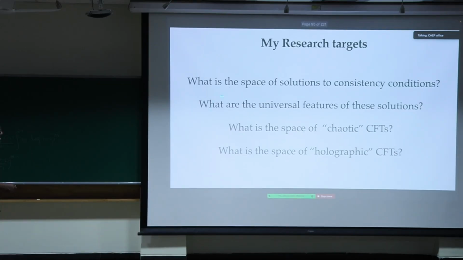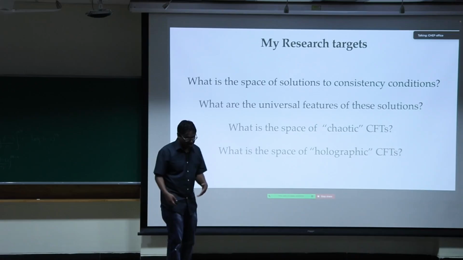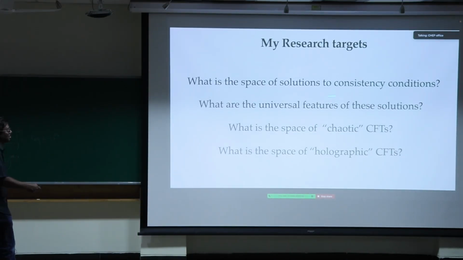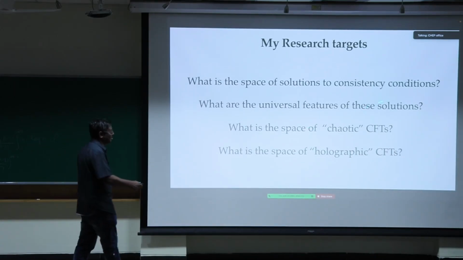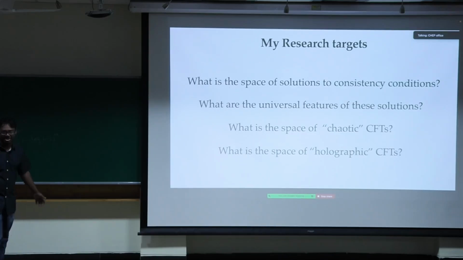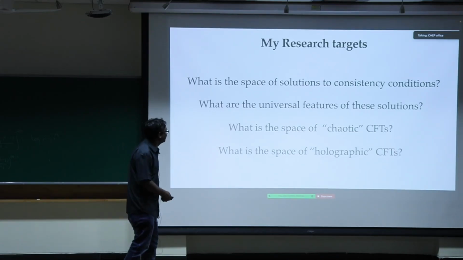So these are my research targets. I have been telling you again and again that there are consistency conditions. So the broad question you want to ask is, what is the space of solutions to the consistency conditions? What are the universal features? What is the space of chaotic CFTs? What is the space of holographic CFTs? By that I mean, what kind of CFTs exhibit the features of Einstein gravity? So these are the broad questions.